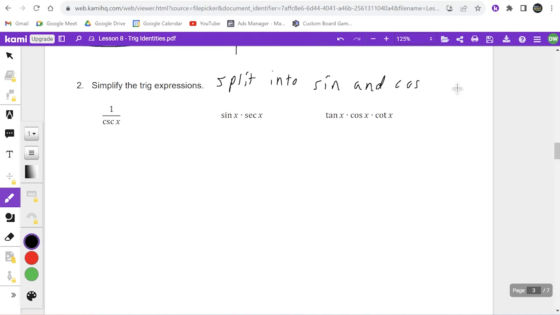For instance, I look at 1 over cosecant x. Hey, that's the reciprocal identity. I know 1 over cosecant is equal to just sine x in the numerator. Because you flip it, you take the reciprocal. So that first one's sine x, super easy.